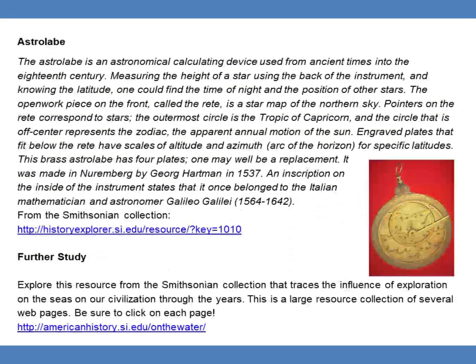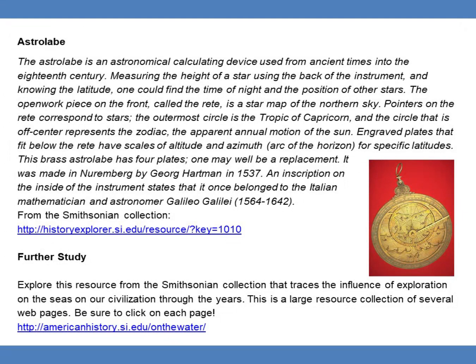Astrolabe. The astrolabe is an astronomical calculating device used from ancient times into the 18th century. Measuring the height of a star using the back of the instrument and knowing the latitude, one could find the time of night and the position of other stars. The open-work piece on the front, called the rete, is a star map of the northern sky. Pointers on the rete correspond to stars.